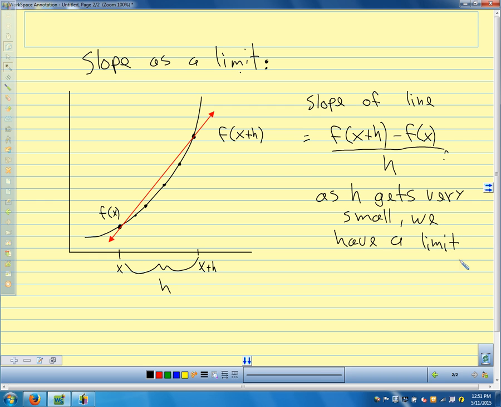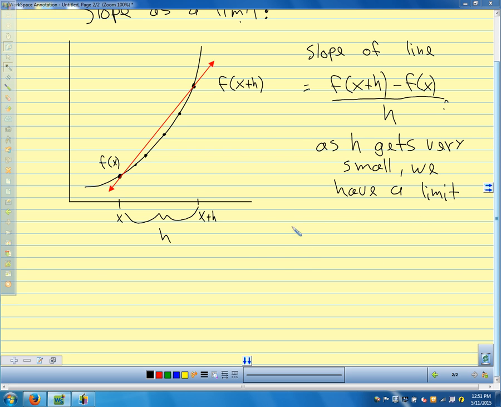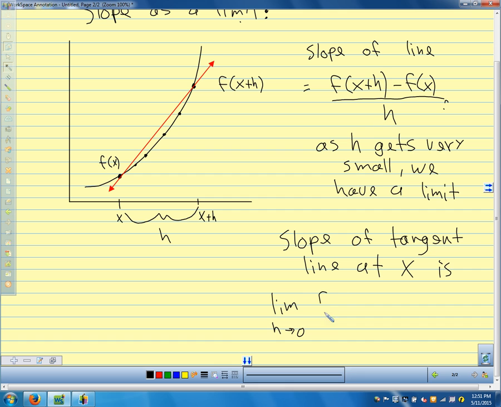We want to know what the slope of the tangent line is getting close to as h approaches 0. As we get closer and closer, we get closer to a point there. So the slope of the tangent line at x is the limit as h approaches 0 of f of x plus h minus f of x over h.